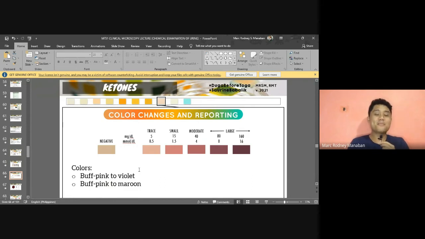Okay, ganun siya, purple. You have a positive result if purple. Alright, so that's for your ketones.